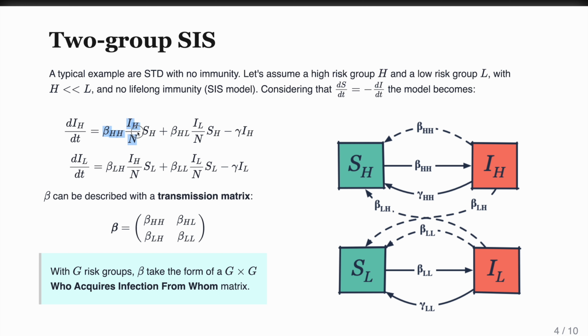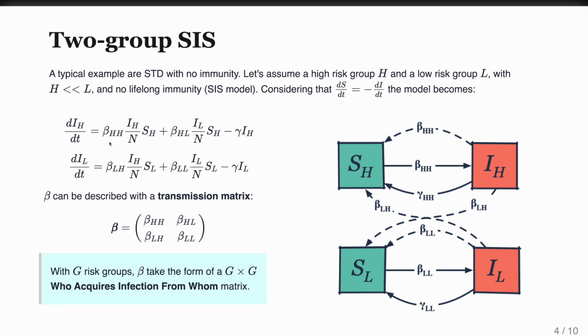And this is how the usual SIS model is modified when we have heterogeneity. So remember that usually the change in the number of infectious people is equal to beta times the proportion of infectious multiplied by the number of susceptible.